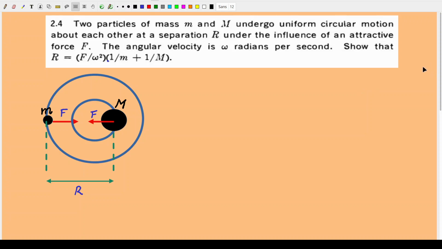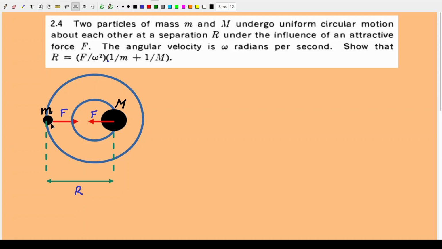All right. Let us consider the following problem. Two particles, mass m and capital M, undergo uniform circular motion about each other at a separation r. Here's a separation r, and there is an attractive force or forces F.